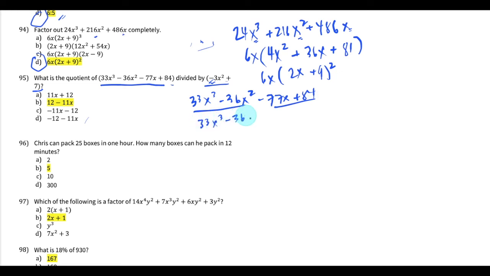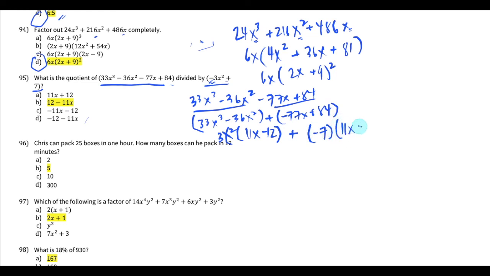33x cubed minus 36x squared plus negative 77x plus 84. Okay? Ito, anong common factor nila? That would be 3. 3x squared. So, here, meron tayong 11x minus 12 plus, ito naman, ano yung common factors nila? If mapapansin nyo, positive, negative, so ilalabas ko na yung negative sign. 7. Okay, negative 7. 11x minus, divide this one, we will get 12.